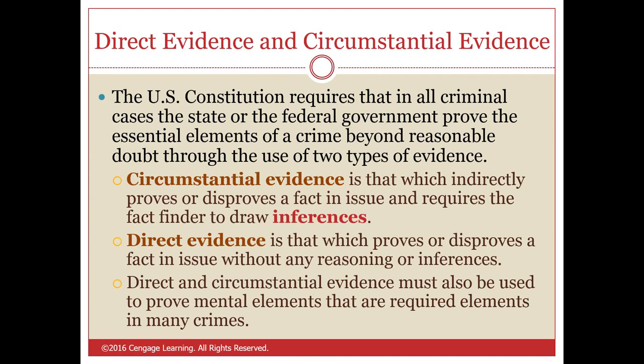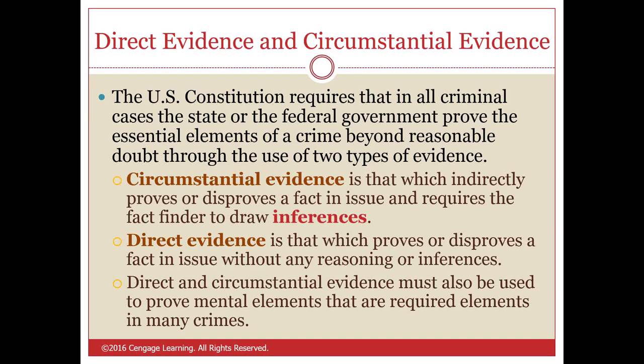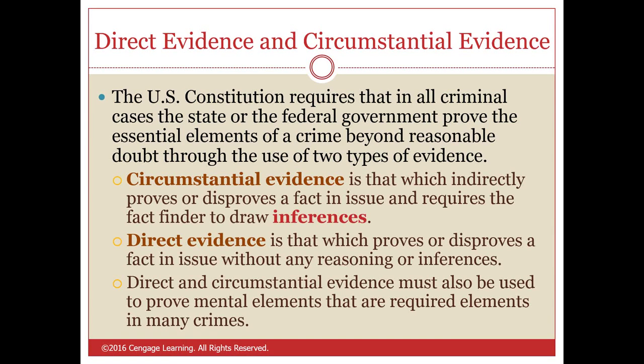So circumstantial evidence is something that indirectly proves or disproves a fact and requires the fact finder to draw some inferences. And inference is simply the ability to draw a conclusion based upon facts as they begin to mount or add up. Many people believe that you could never be convicted of a crime based on circumstantial evidence alone, and that is incorrect. You can be convicted of a crime.